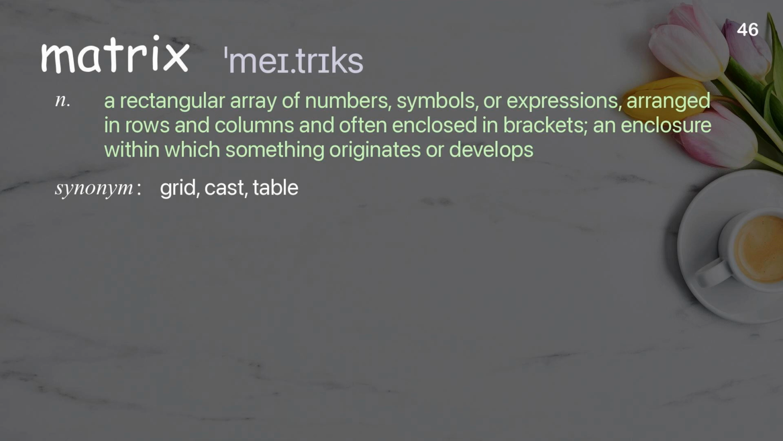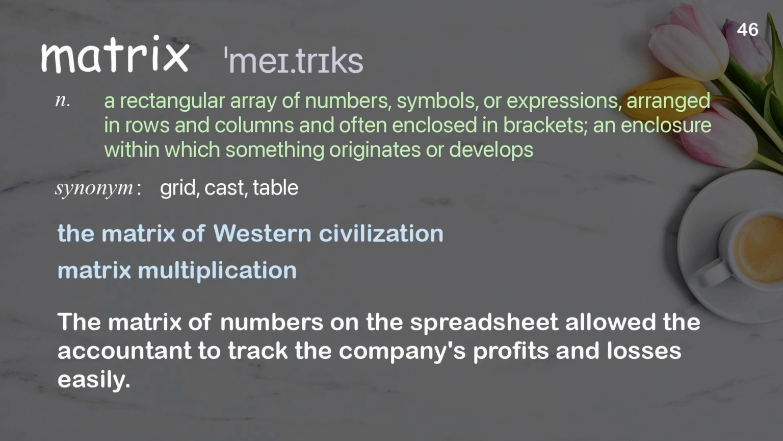Matrix. A rectangular array of numbers, symbols, or expressions, arranged in rows and columns and often enclosed in brackets; an enclosure within which something originates or develops. Examples: The matrix of Western civilization. Matrix multiplication. The matrix of numbers on the spreadsheet allowed the accountant to track the company's profits and losses easily.